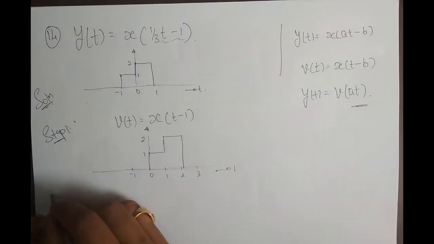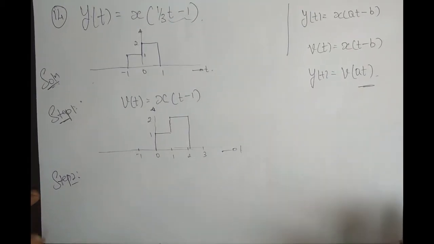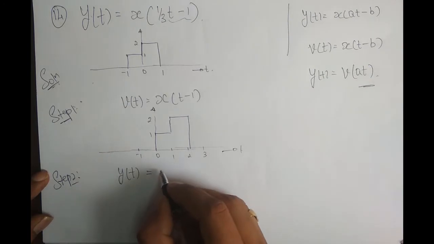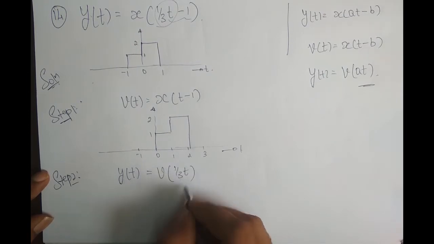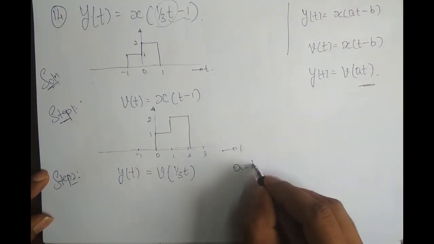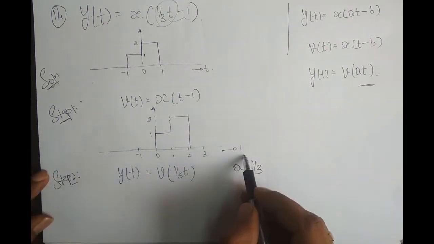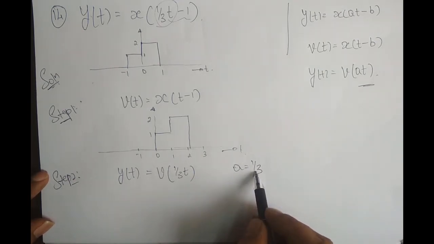So now what is step 2? So how do we get step 2? Step 2 is our original signal y of t, which is equal to the time scale version of v of t. So v of what t? V of 1 by 3t, right? So here what is the value of a? A is 1 by 3. Now I have to take the inverse of a, and I have to multiply everywhere here with the inverse of a, right? Now what is the inverse of a? It is 3, right? So 1 by 3 inverse is 3.